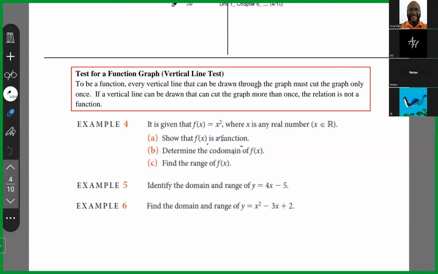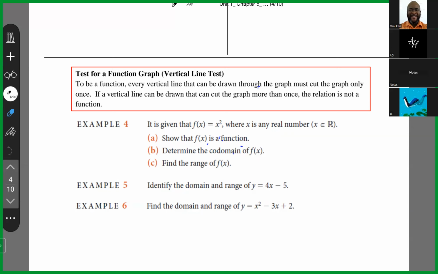All right, test for a function graph. And in brackets, I have the vertical line test. Now, to be a function, every vertical line that can be drawn through the graph of the function must cut the graph only once. If it cuts the graph more than once, the graph is not the graph of a function.